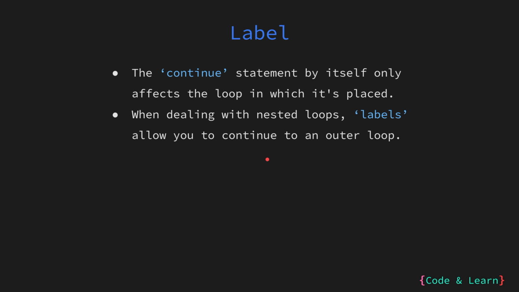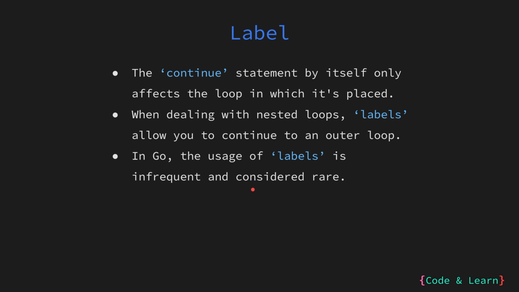In situations where you have a loop inside the other loop, or nested loops, the use of a label provides a way to reference and control the flow of execution for specific loops. This means you can use a label with the continue statement to jump to a higher level loop by bypassing the current loop or the inner loop.